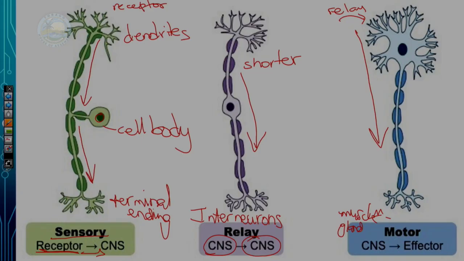So this motor neuron will take the electrical impulse, carrying the information about what your response will be to your effector. So if it's a gland, you may secrete a hormone, for example, or you may secrete an enzyme. Or if it's a muscle, the muscle may contract, so you would walk away from something, or you would pick up something, or you might blink. It depends on what the gland or the muscle is in that case.